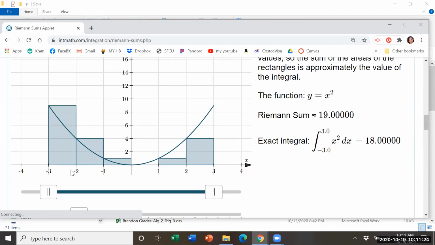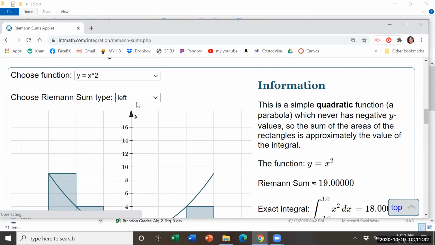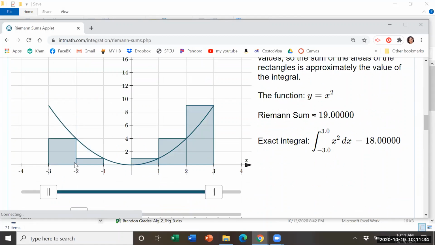The left is if on the subinterval, you would pick the left x value, go up to the y value, and that's going to determine the height. For the right one, you would pick the right endpoint and then go up to the right endpoint of your subinterval, and that's going to determine the height.